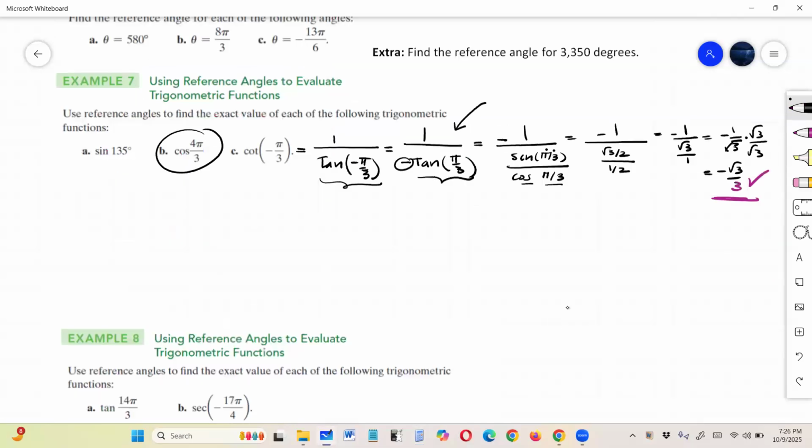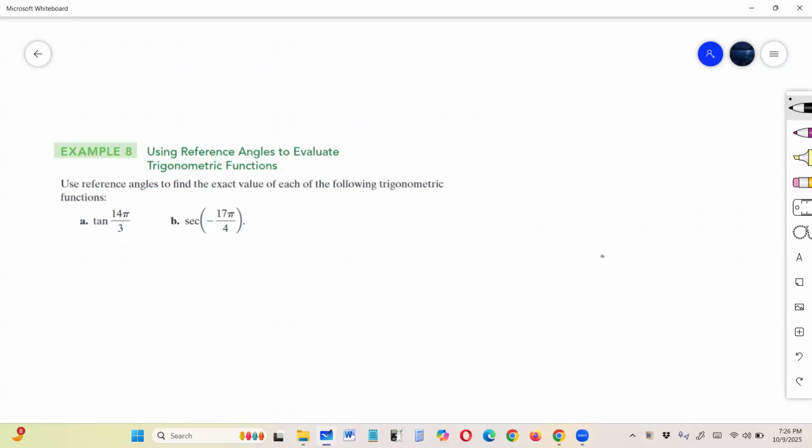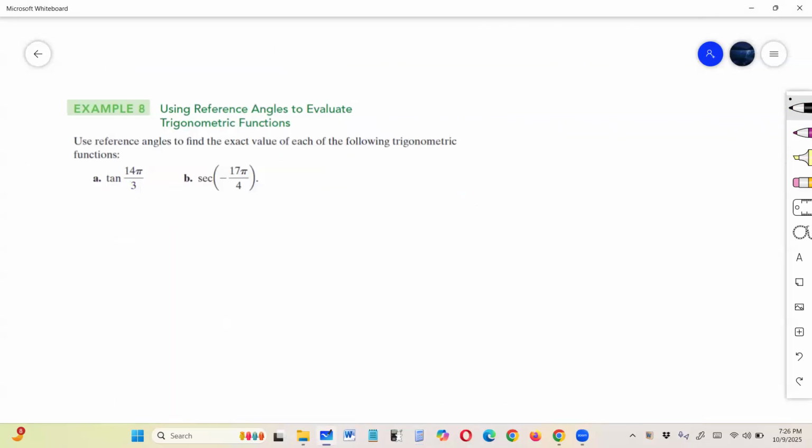And let's take a look at the last problem, which is pretty much the same thing using reference angles. So we can do one more exercise. So tangent and secant, well, let's do both. So again, you can do it a couple ways. You can convert this to degrees and then go from there, or you can do it in pi radians. Okay, it's perfectly fine. Do whichever way you want to do it. So I am going to do it in pi radians. So this is 14 pi over 3.